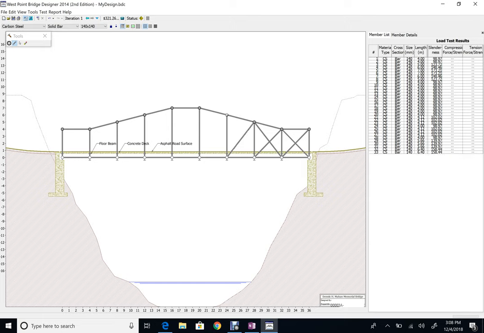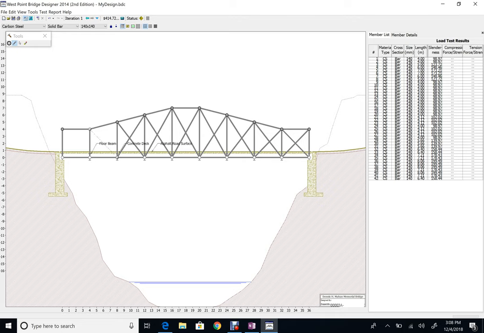More members, more diagonals make your truss stronger, but the degree of indeterminacy will be increased and it will be affected more by temperature effect. Anyway, we don't care about temperature or settlement right now. Our concern is our truss. That's it. Here you go, I am done.